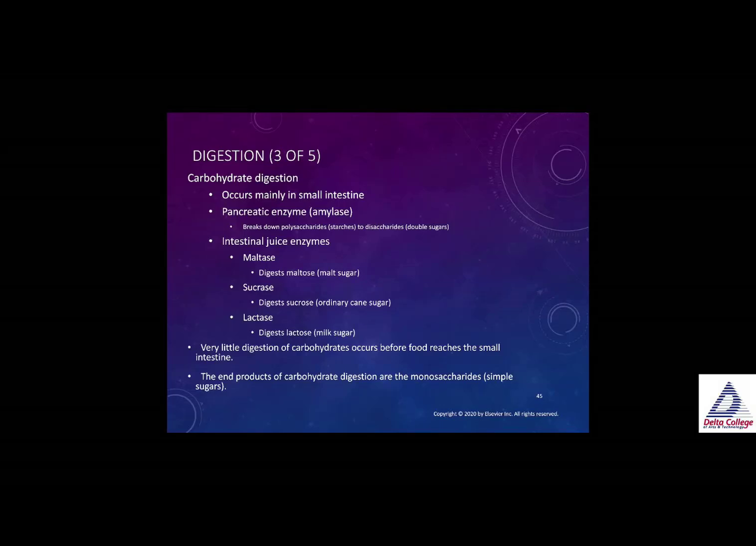Very little digestion of carbohydrates occurs before food reaches the small intestine. The end products of carbohydrate digestion are the monosaccharides, which are the simplest sugars. Very important.